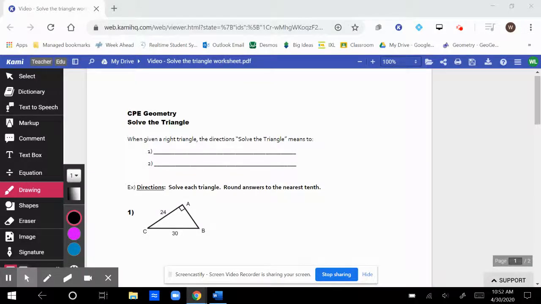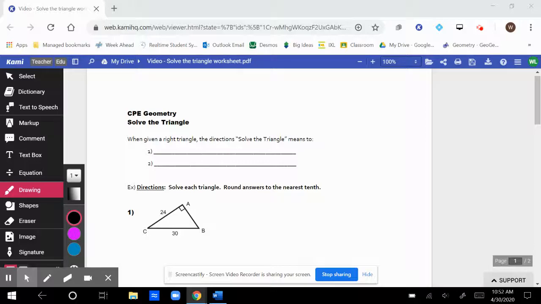Hey everyone, today we are working on what is called solving the triangle. You guys have had 2 days of practice on using SOHCAHTOA to find missing side lengths. You've had a day on finding missing angle measures. Solving the triangle means to do both.